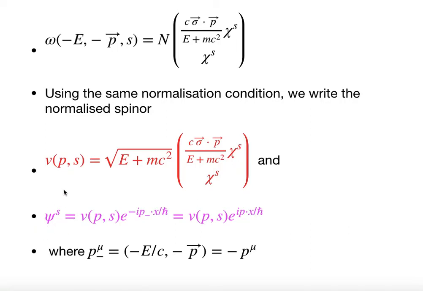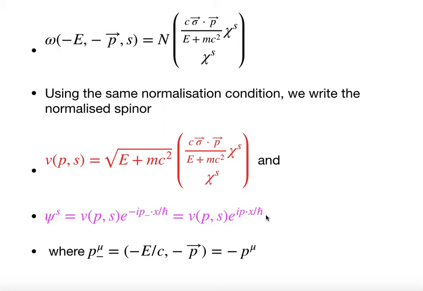And the complete plane wave solution then I can write as V, Ps, and then e to the power minus I. Now this P minus is the negative of all these things, that momentum that I have. So minus E and minus P. And this P minus is actually minus of P mu. So basically this I can write as plus I P dot X.